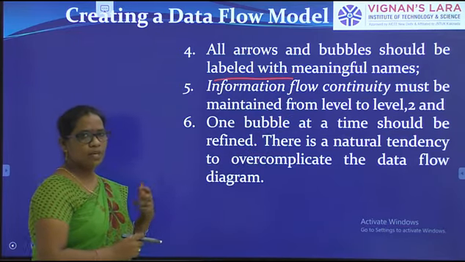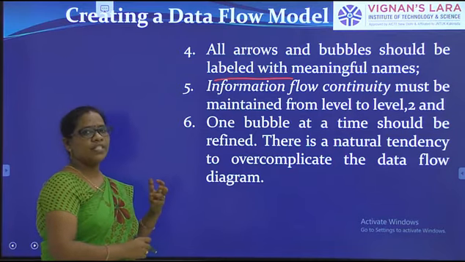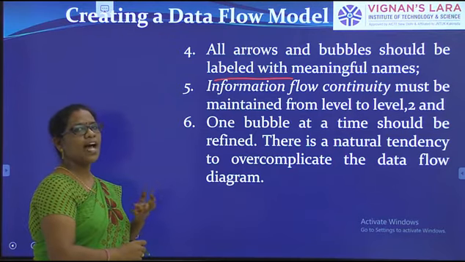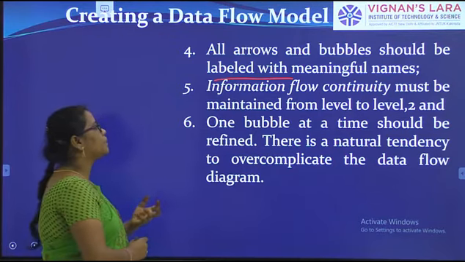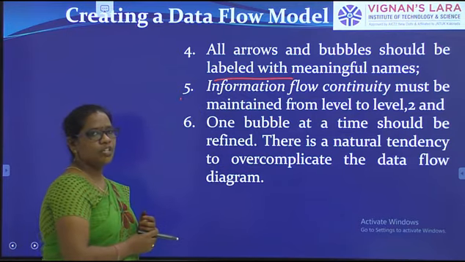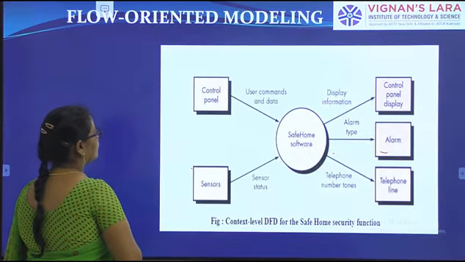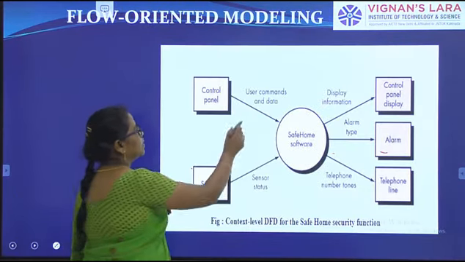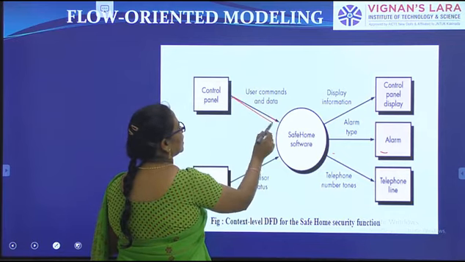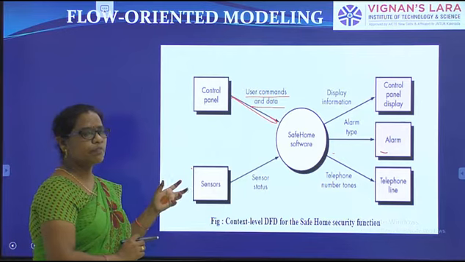So whatever the bubbles are, they are nothing but the circles. What is the representation? What are the arrows we have to present over there? They have to be labeled with meaningful names, whatever things you are giving. For example, see in this data flow diagram. Here is the arrow, and here it is giving some label. A label is nothing but some information.